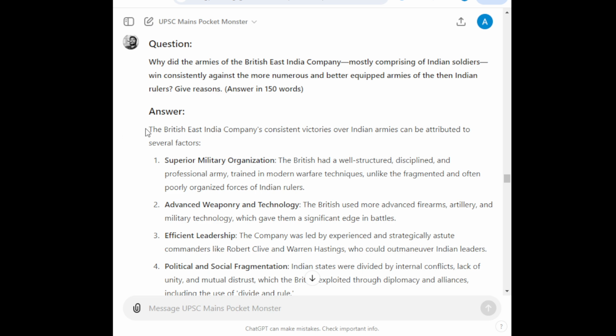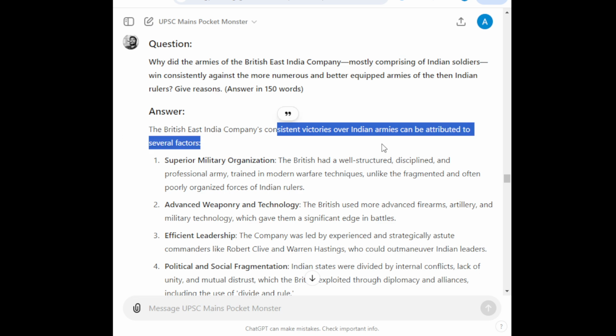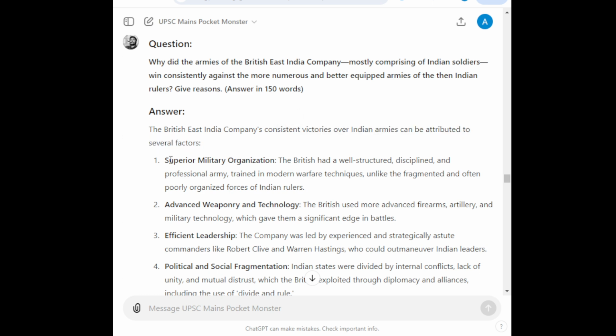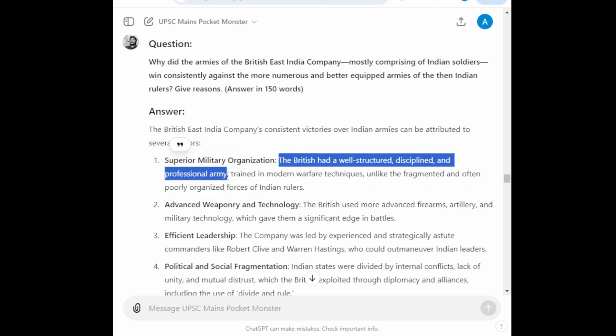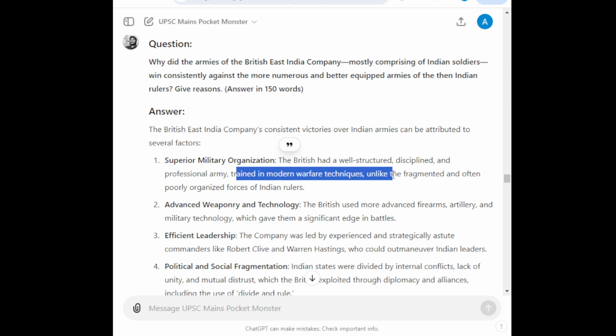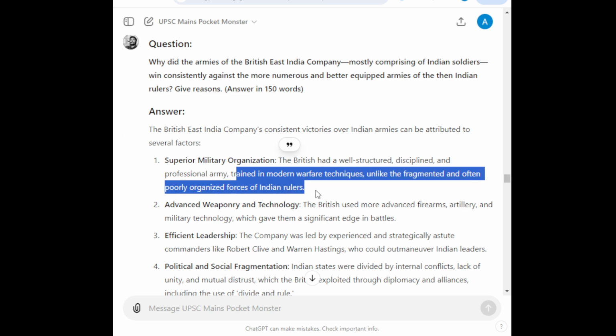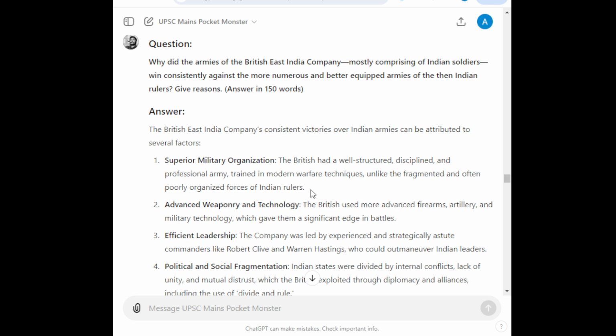So let's go. The British East India Company's consistent victories over Indian armies can be attributed to... Let's directly begin with the answer. You can add some introduction. Superior military organization. I've written this: the British had a well structured, disciplined, and professional army. Professional body, this is the key term. Trained in modern warfare techniques, unlike the fragmented and often poorly organized forces of Indian rulers. So we would say military modernization and professionalism.